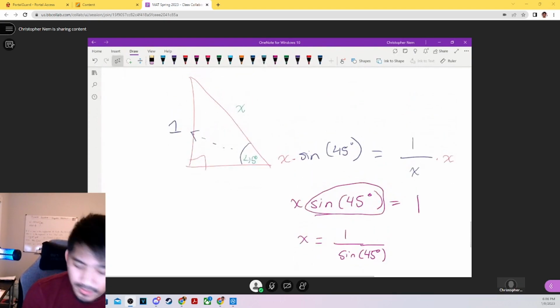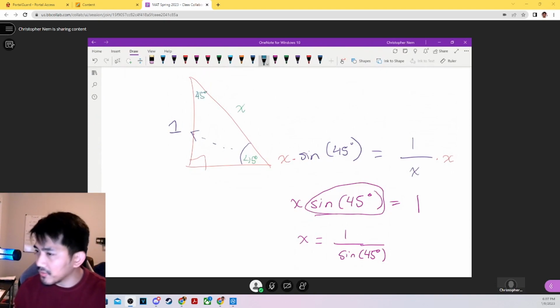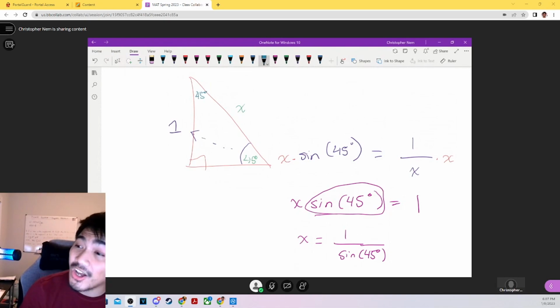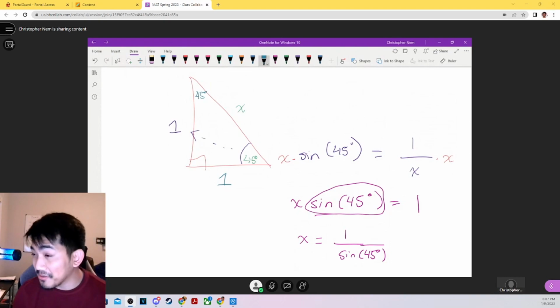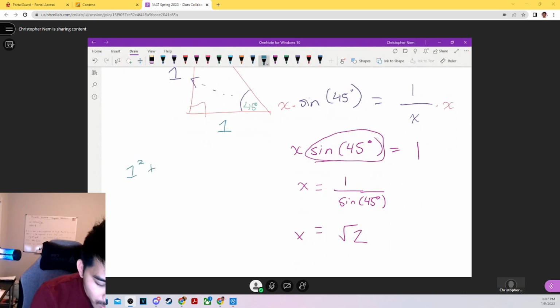In your calculator, you'll have a decimal, but the reason why we know it's square root 2, well, it's a 45-degree right triangle. That means this other angle has to be 45 degrees. Triangles add up to 180 degrees. 90 plus 45 plus 45 is 180, which means it's an isosceles triangle. And if you use your Pythagorean theorem, a squared plus b squared equals c squared, you get 1 squared plus 1 squared equals 1 plus 1 is 2. And then we have to square root that all.